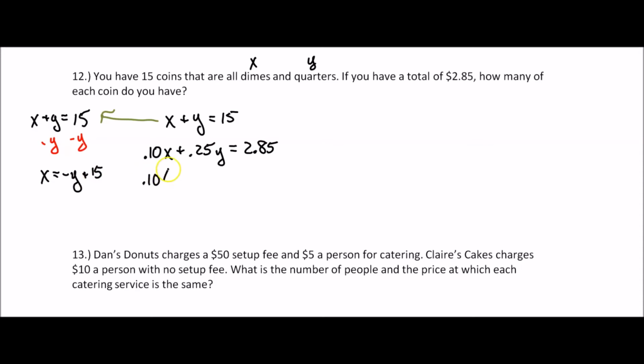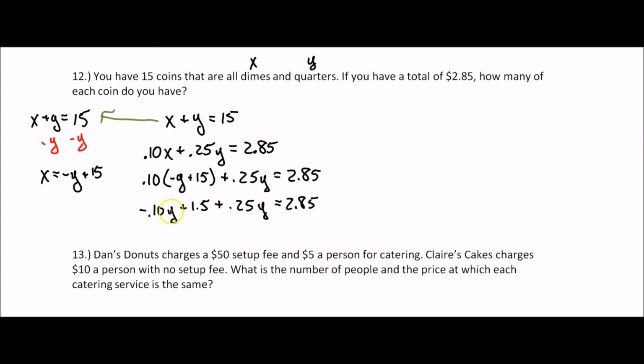So 0.10 times x, but instead of x, it's negative y plus 15. And don't get worried about the decimals here. We're talking about money. Obviously we're going to have decimals. So I distribute, that's a negative 0.10y plus 1.5. And use a calculator for those kind of things if you need to. Combine like terms, the negative 0.1y plus the negative 0.25y is going to give me a negative 0.15y.